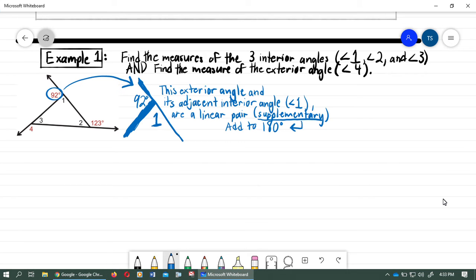So, folks, if we know that those two angles, 92 degrees and angle 1, add to 180 degrees, we can easily figure out what angle 1 is, because guess what? 92 plus 88 degrees equals 180 degrees. So that means that the measurement of angle 1 has to be equal to 88 degrees, right? Because that's the only way it works for those two angles to add to 180 degrees. 92 plus 88 equals 180 degrees, right? Great, awesome. So we know what angle 1 is, okay?